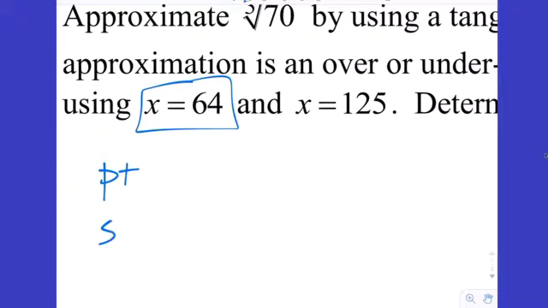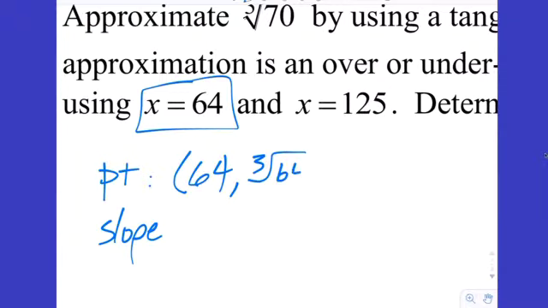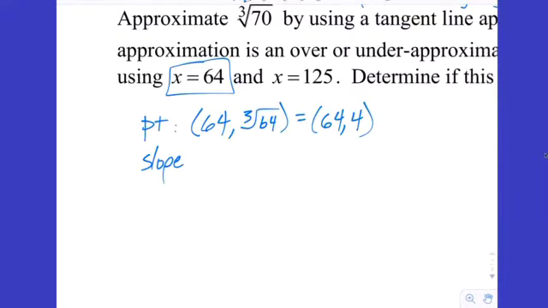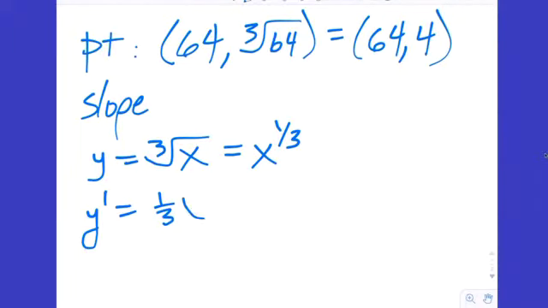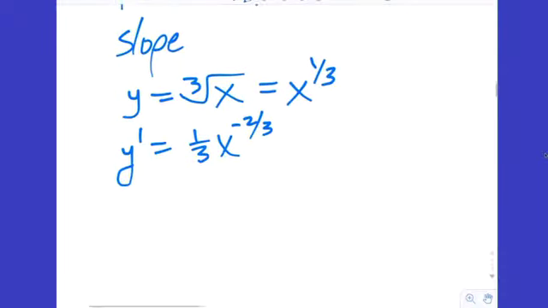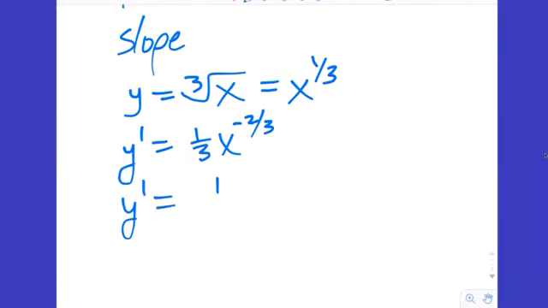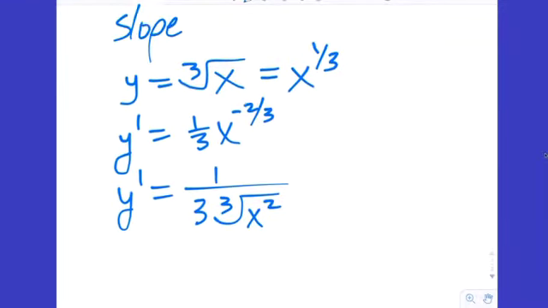So I need a point, and I need a slope. We've been needing that all year long. So the point is going to be 64 comma cube root of 64, which of course is 64 comma 4, right? Now for the slope, if y is equal to the cube root of x, which is also known as x to the 1/3, I'm going to need the derivative. So let's find it. y prime, that's going to be 1/3 x to the negative 2/3, power rule. And I'm going to clean it up before I plug in. That's 1/3 cube root of x squared. So now I just need the slope at 64.